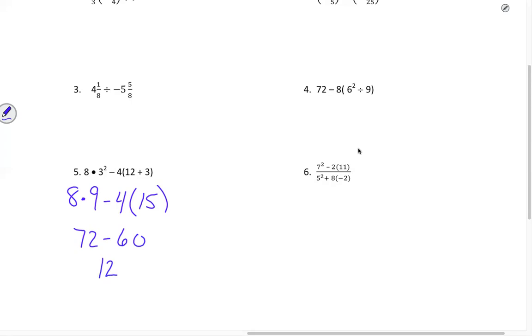Down here, for number 6, we have our fraction. I'm going to deal with the top and the bottom. So the top, 7 squared is 49. 2 times 11 is 22. 5 squared, now this is the bottom, is 25. 8 times negative 2 is negative 16. 49 minus 22 is 27. 25 minus 16 is a big old 9. 27 divided by 9 is 3. So there you have it. There's your review.